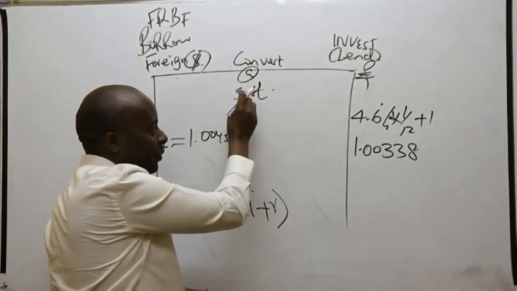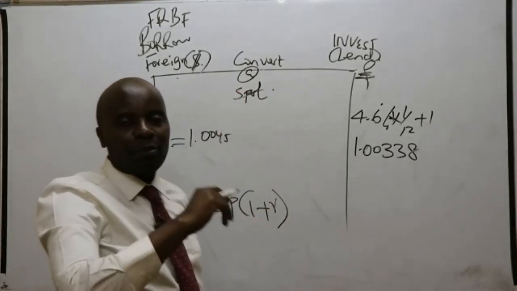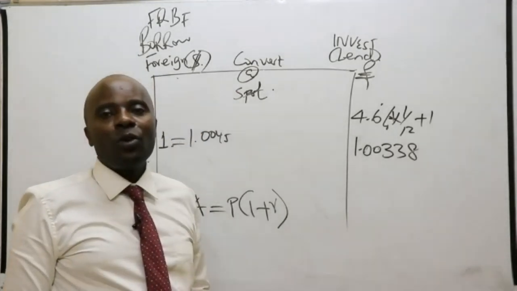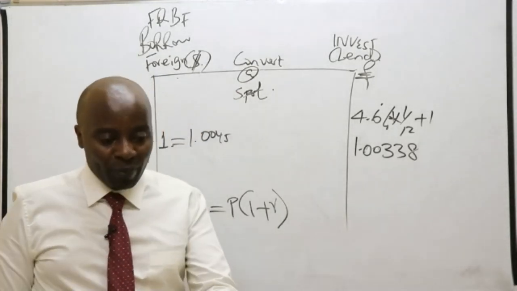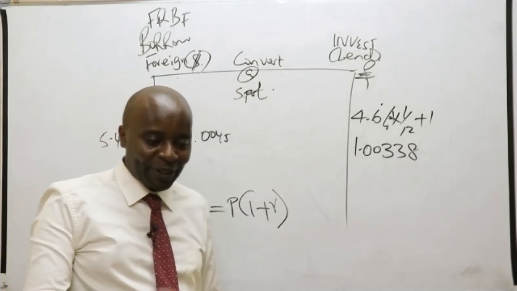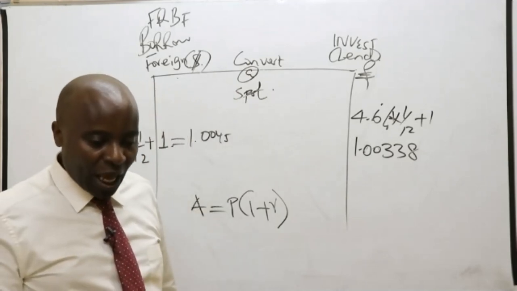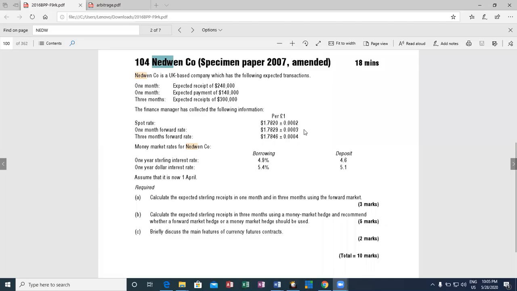So go ahead and give me the spot rate. If I could go back to the question there, I'm able to see my spot. My spot has been given in a bad way, but that really will not even scare me at all. My spot has been given as 1.7820, plus or minus 0.0002.